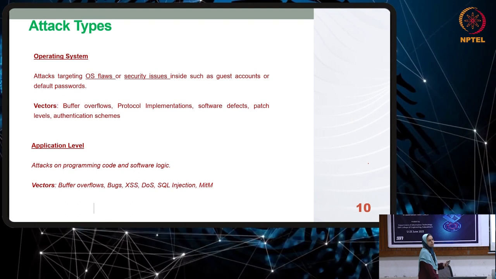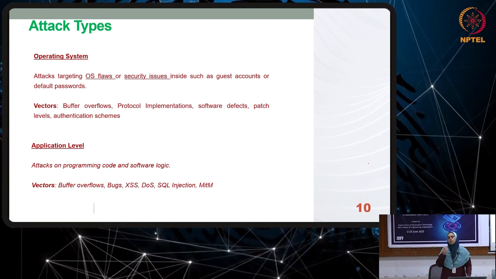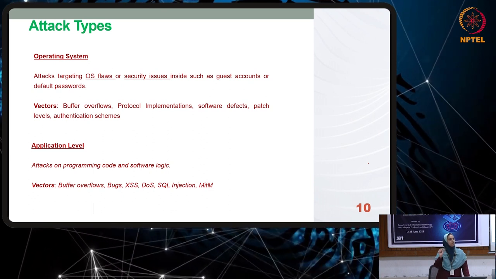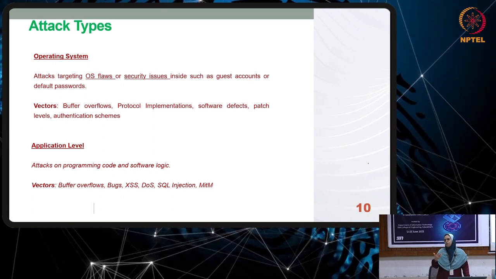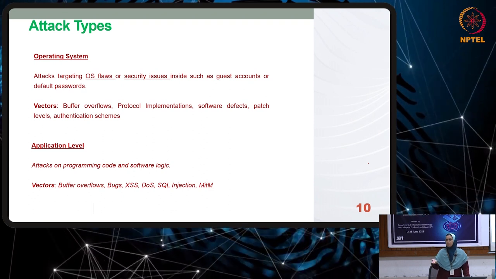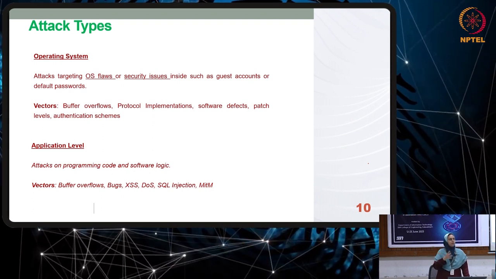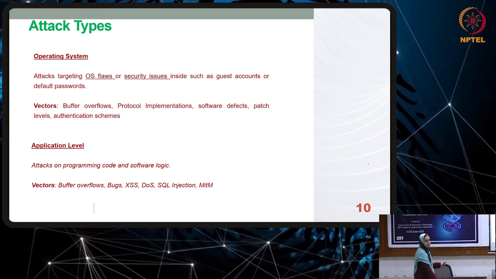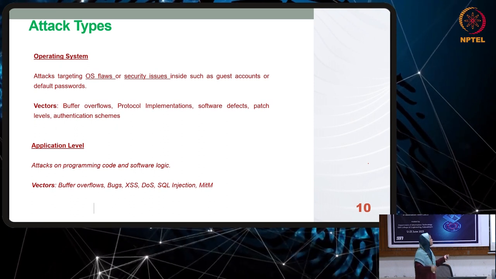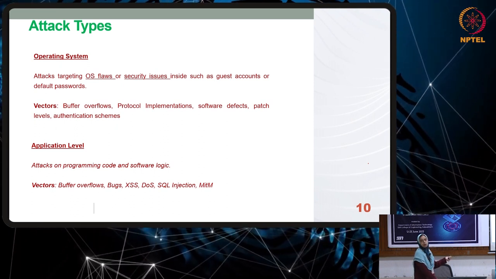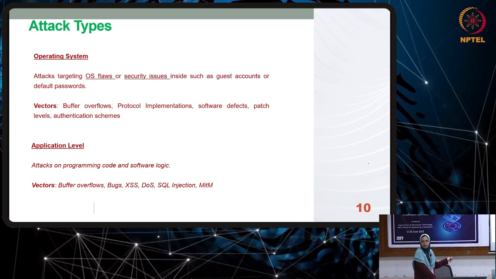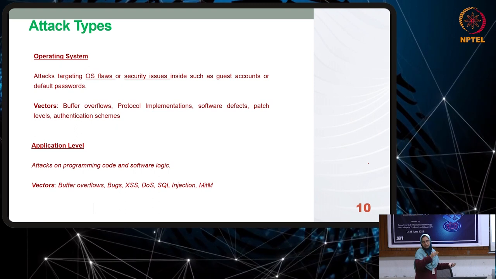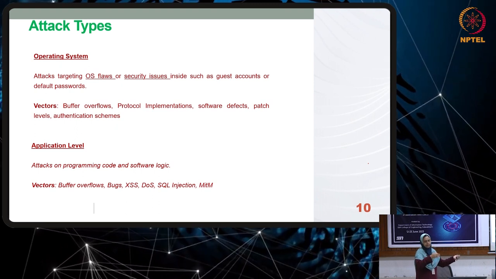Similarly, default password. People will always tell you, whenever you are configuring your organization email for the first time, you are given a default password, but please change it when you use it the next time. Why? Because default passwords are always vulnerable to cyber attacks. So these are the two ways by which they can get entry. As I told, buffer overflow is one way of targeting the operating system because they are entering inside the memory. So buffer overflow is one vector. What is a vector? The path which you take to get entry inside.